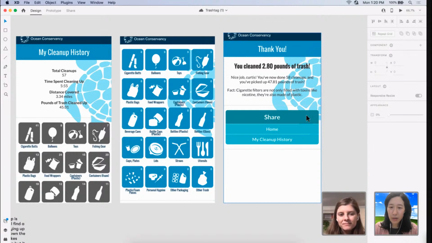And it looks like they also have some way to share with other people. I think sometimes being able to share positive things on social media is more valuable than just saying, oh, I ate this meal today, or I did this random thing. So maybe being able to share what you've been doing for the environment can be a way to motivate the people around you.